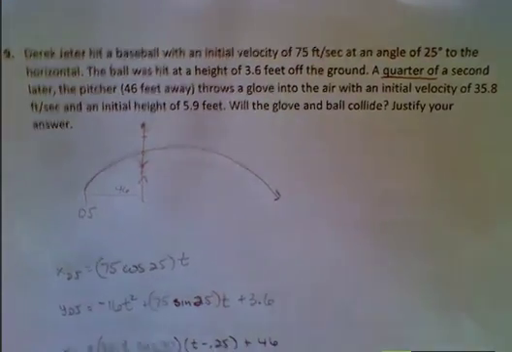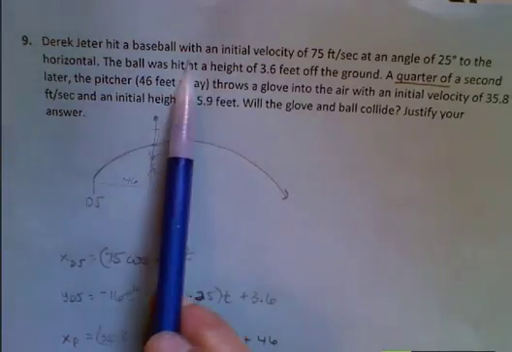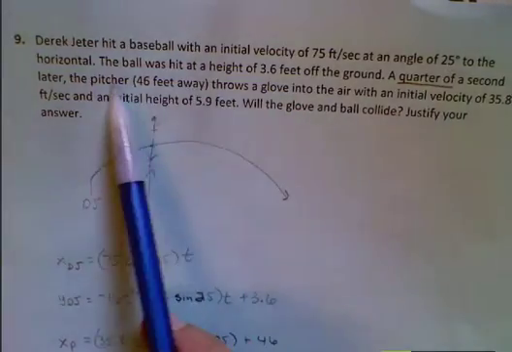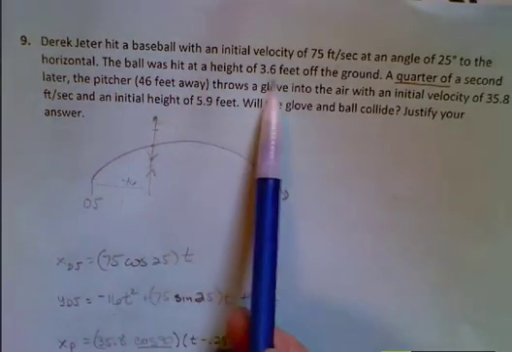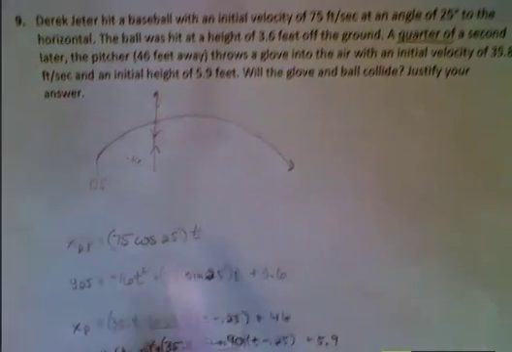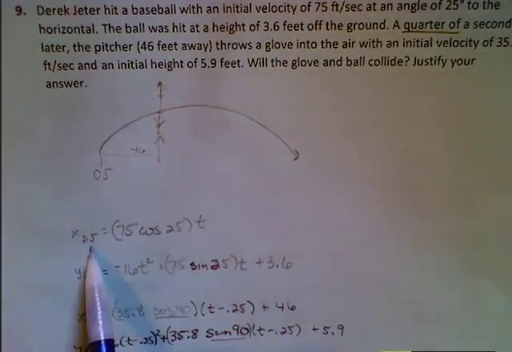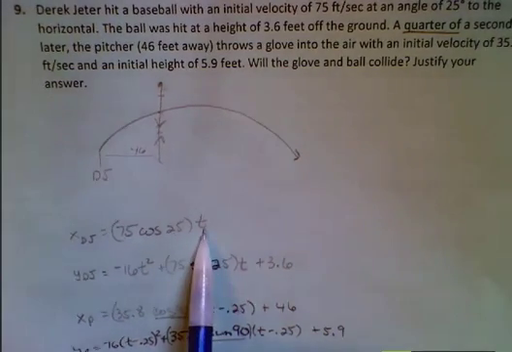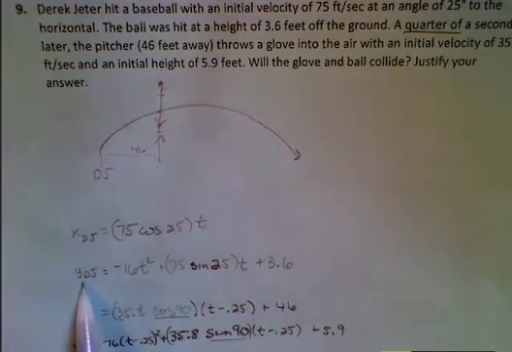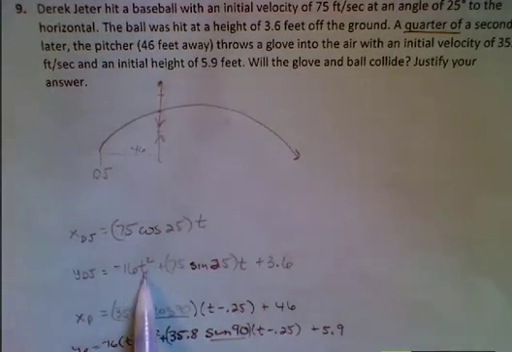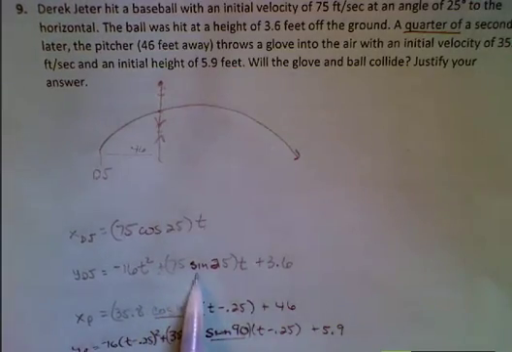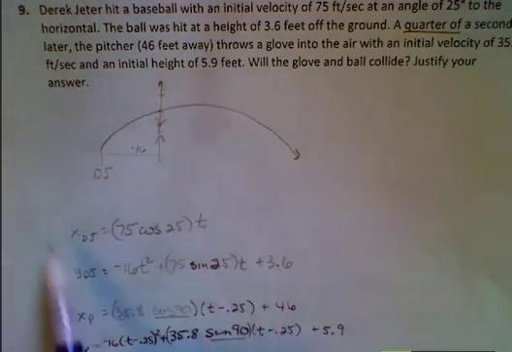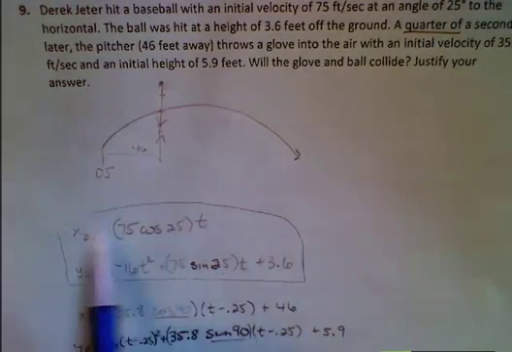All right, so let's set this one up. It says Derek Jeter hit a baseball with an initial velocity of 75 feet per second at an angle of 25 degrees to the horizontal. The ball was hit at a height of 3.6 feet off the ground. So just like the last one, we're going to set it up. I put x sub DJ so I know which one I'm looking at. So 75 was the initial velocity, the angle was 25, and time is t. So for the y component, it would be negative 16t squared plus 75 sine of 25 t plus 3.6 above the ground. So this is the baseball after it's hit by the bat.